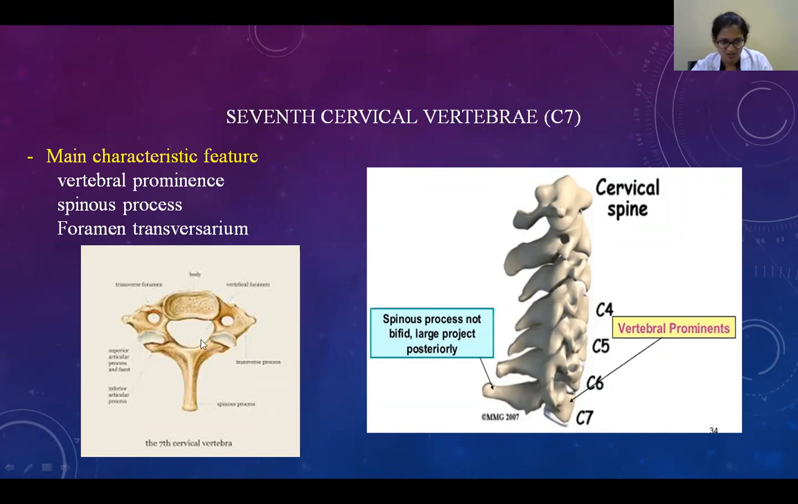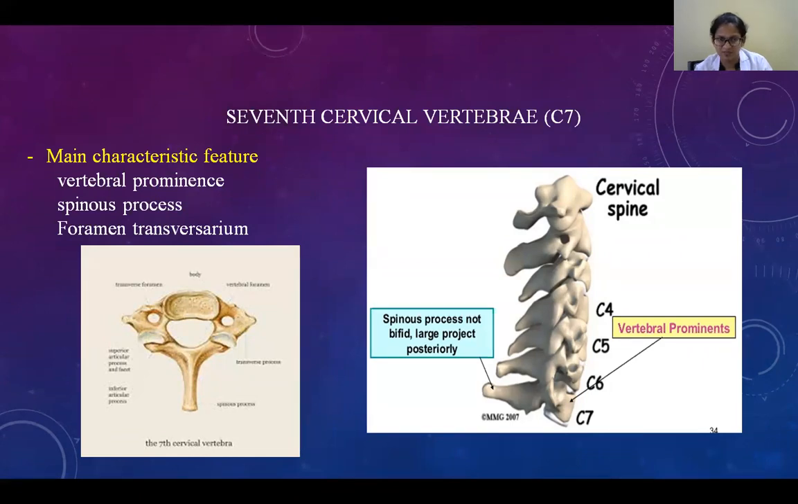And next, these two are the superior articular facets, and below that we are going to see the inferior articular facets. Here the superior articular facets face backwards, whereas the inferior articular facets face forwards. Whereas in the rest of the cervical vertebrae, they face upwards and downwards.